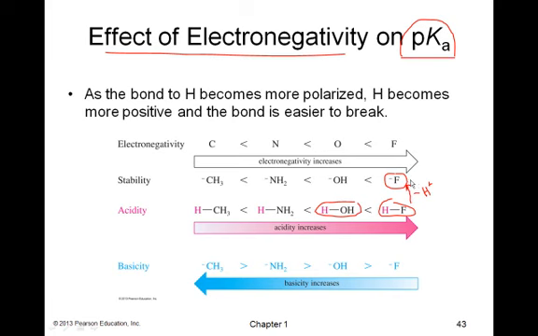And here's an important principle: the more stable that conjugate base is, the weaker it is as a base. So a weak base like F minus is a very stable base, and its conjugate acid would be much stronger than these others. OH minus is a stronger base than F minus, NH2 minus is a stronger base than those two, and CH3 minus would be a much stronger base than those, and as a result it would be much less stable.